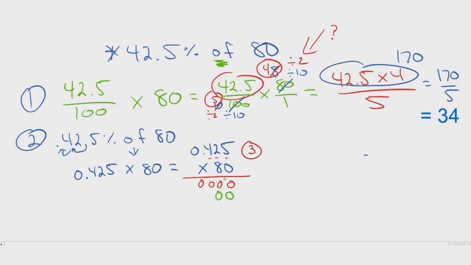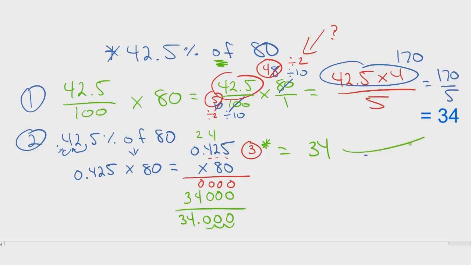8 times 5 is 40, carry the 4. 8 times 2 is 16, plus 4 is 20, carry the 2. 8 times 4 is 32, plus 2 is 34. So we get 0, 0, 0, 34. And we had a 3 right here. That tells us we need 3 numbers to the right of the decimal. 1, 2, 3. So the answer is 34.